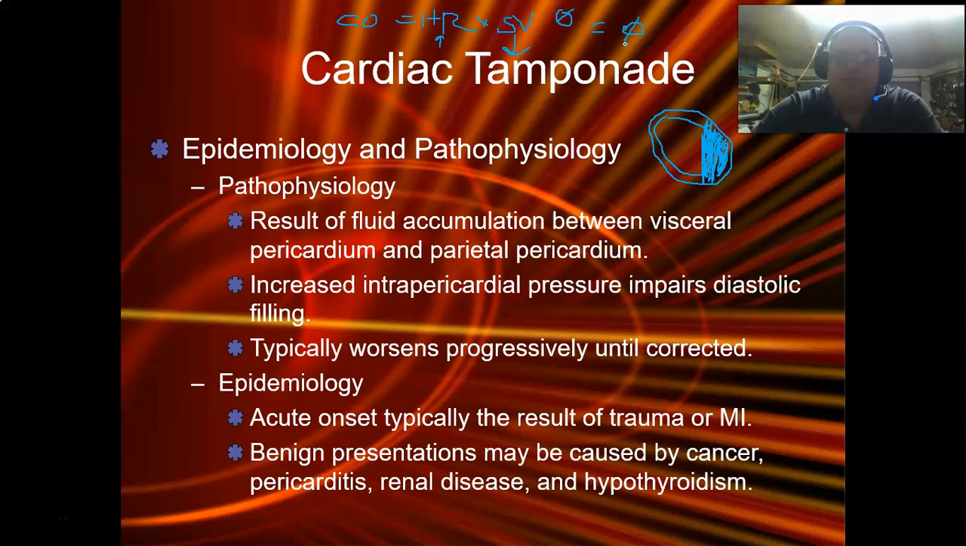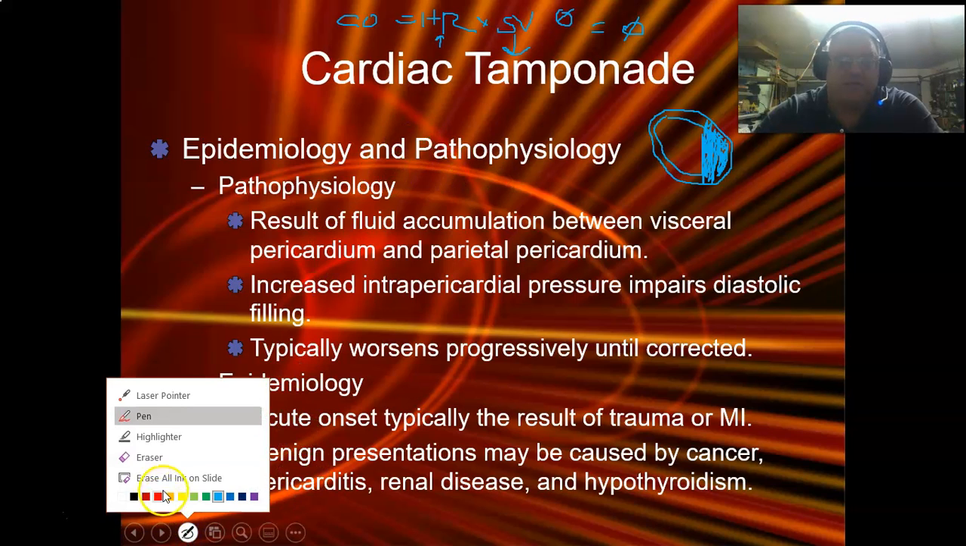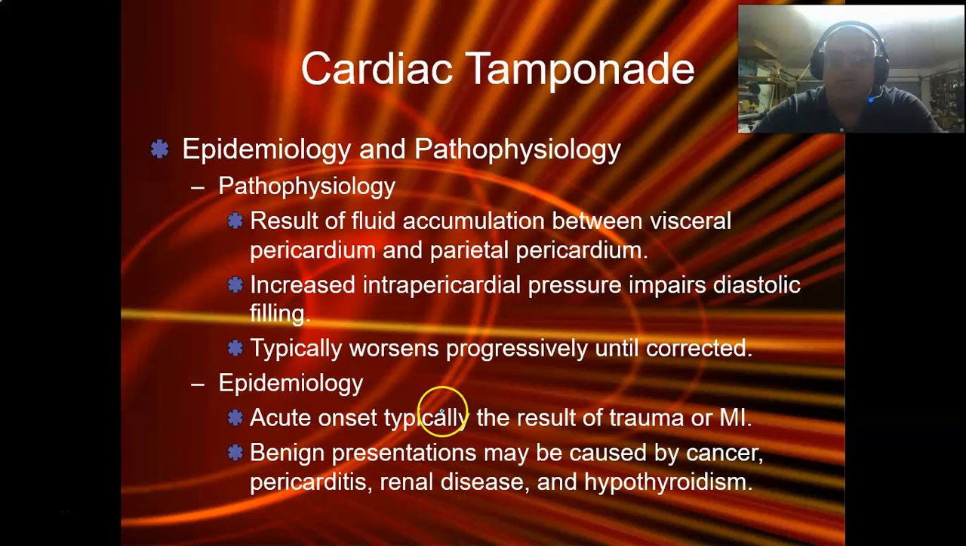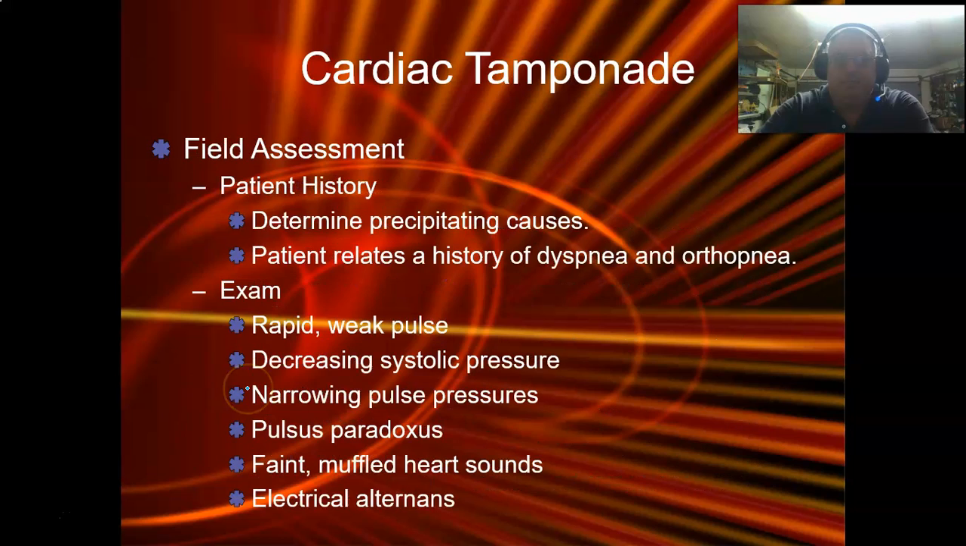Now, it's usually caused by a trauma. If you've got an MI, you can actually have the tissue bust and it leaks fluid into that area as well. So that's kind of why we include tamponade in with this particular setting. Usually benign presentations might be caused by cancer or pericarditis, renal disease, or hypothyroidism. But all of these things can have a contributing factor to cardiac tamponade. Usually, if it's cancer related, it's a tumor that's pressing against the heart, which doesn't allow it to fill, and it loosely falls into that same category.